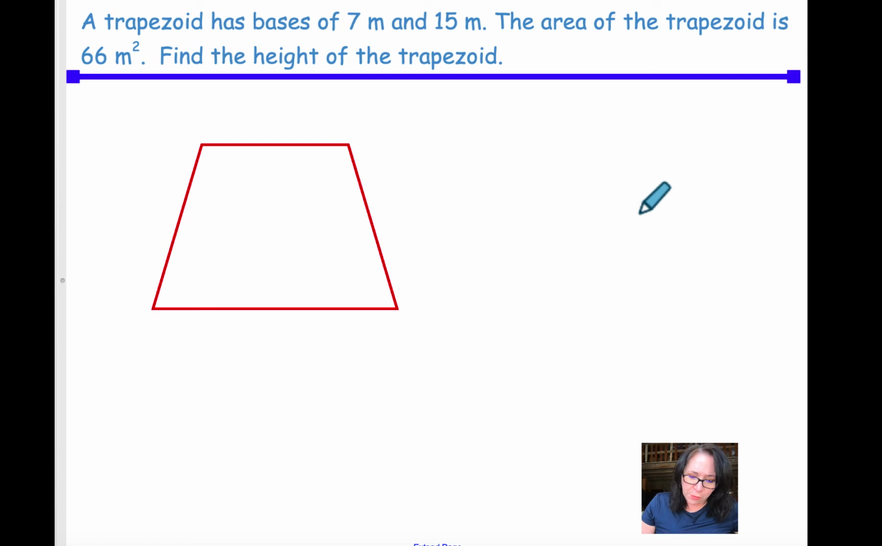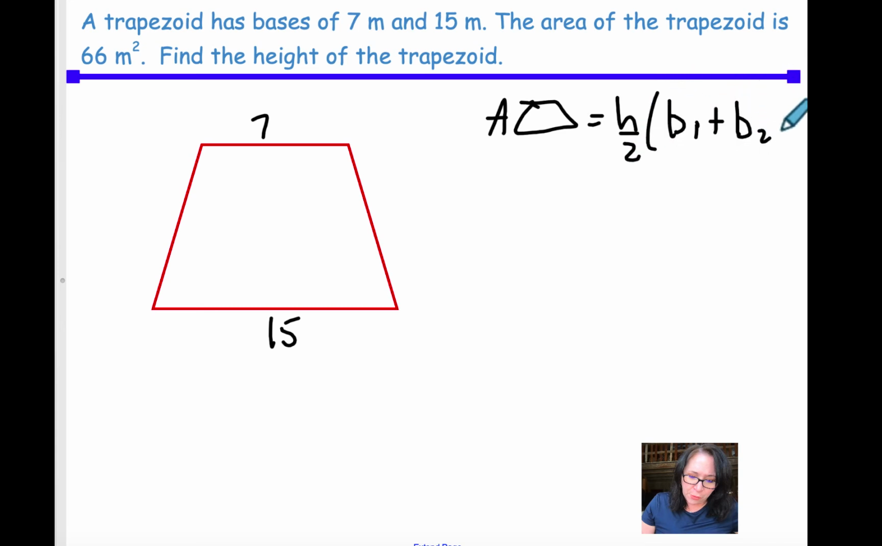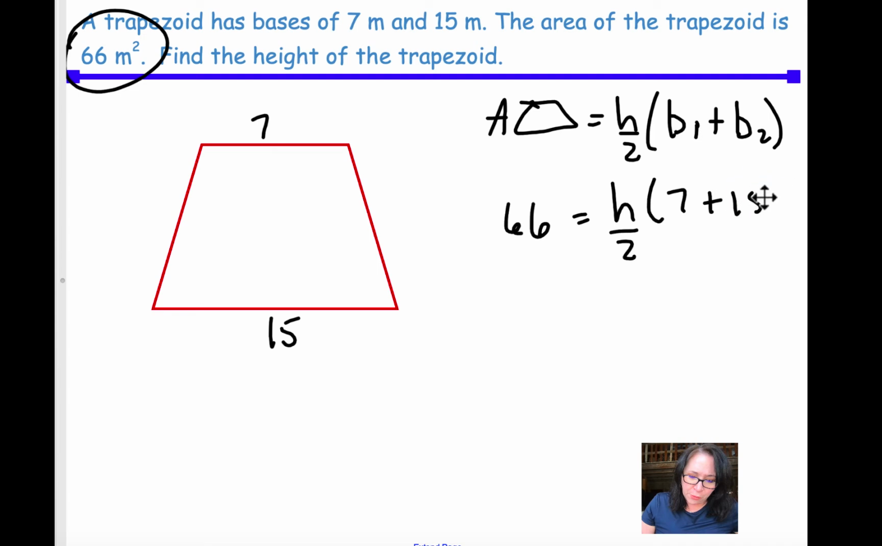So this problem right here is a trapezoid, and it says the bases are 7 and 15. I know that the formula for the area of my trapezoid is going to be height divided by 2 times the sum of the bases. The area of the trapezoid is 66. So this is sort of working backwards because they're giving me this value, which is 66. I don't know the height, but I do know both of my bases, 7 plus 15.